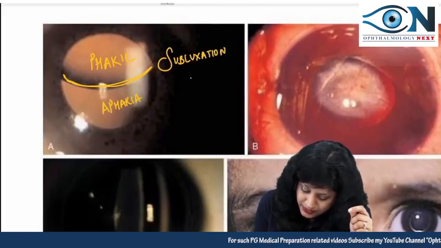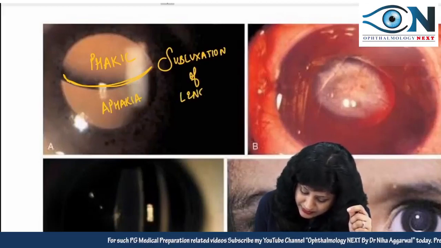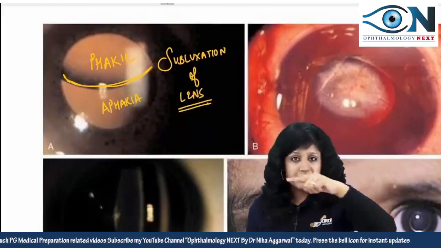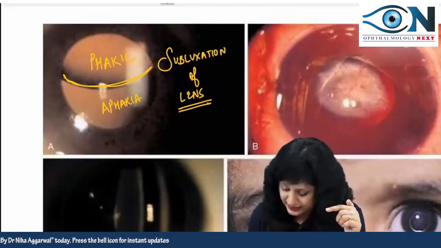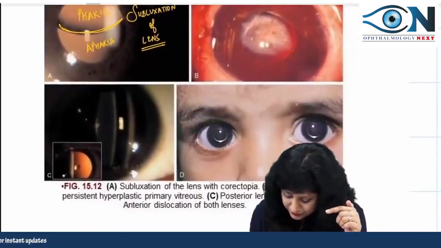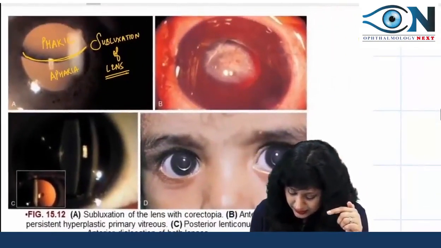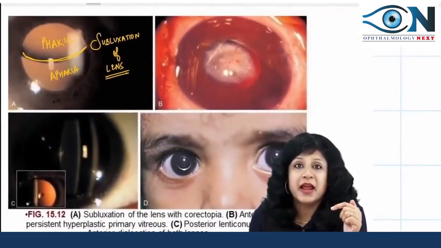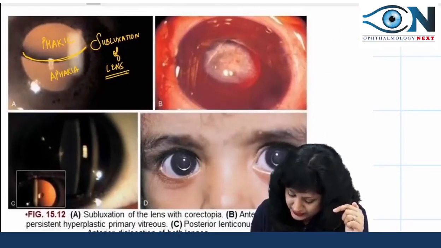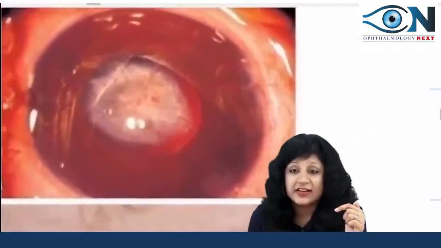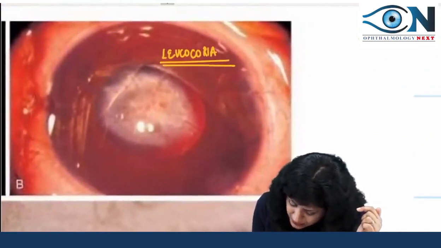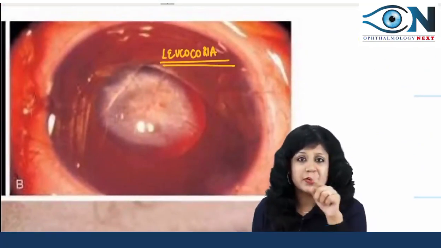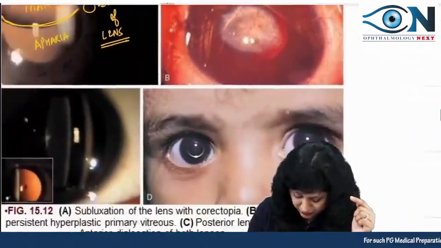Subluxation of the lens is there. Whenever you see this crescentic kind of edge, this is your subluxation of the lens, right? Then we have the anterior persistent primary hyperplastic vitreous. Here can you see the typical whitish reflex? You are seeing the leukocoria. This is due to the persistence of the primary vitreous. That's why you are seeing that whitish reflex.